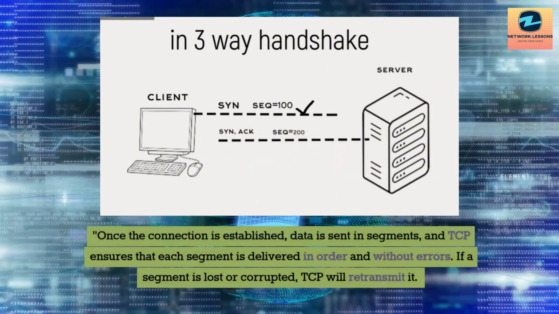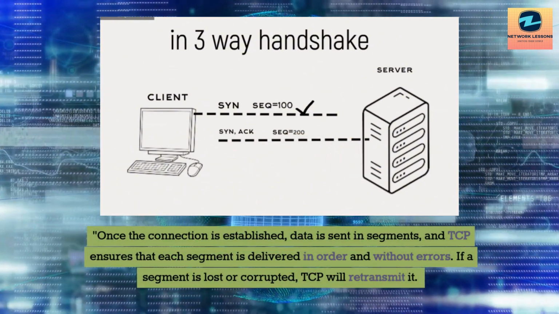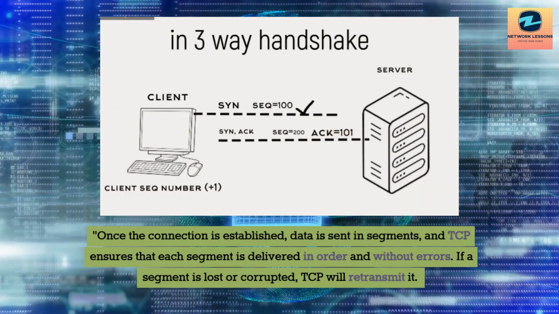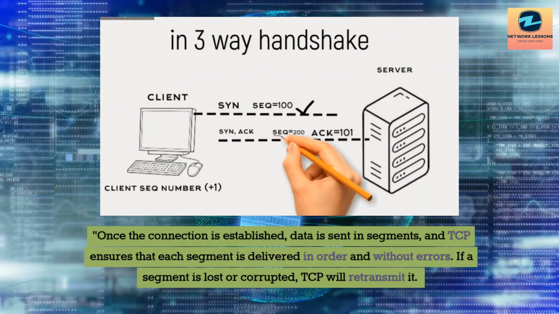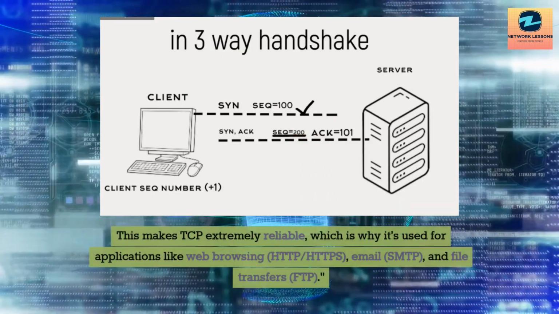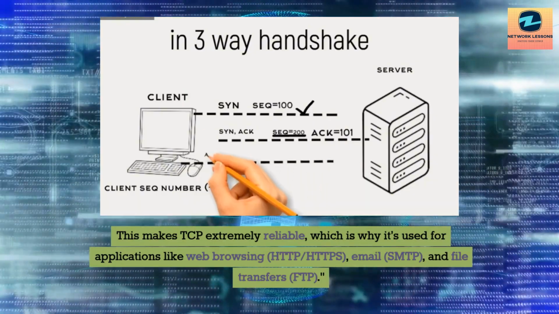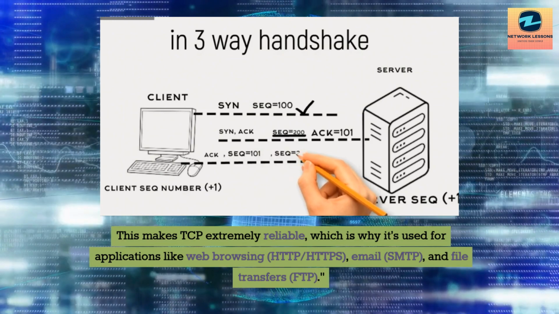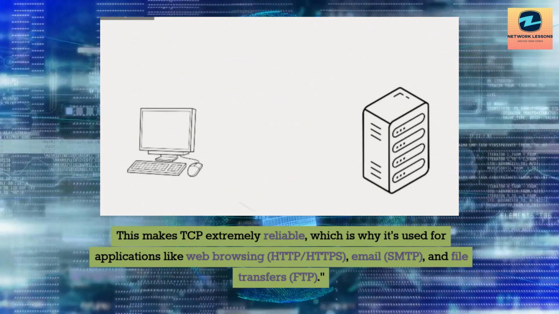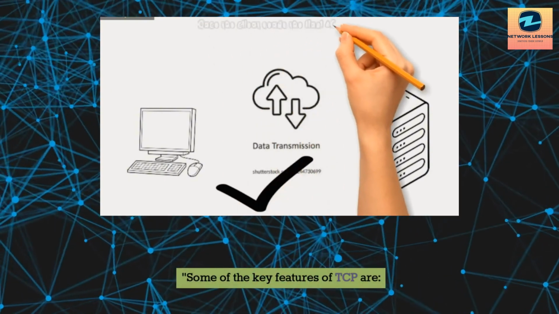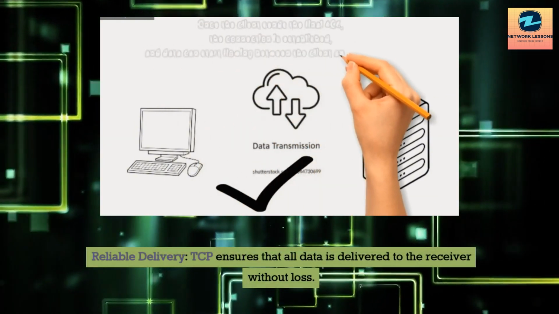Once the connection is established, data is sent in segments, and TCP ensures that each segment is delivered in order and without errors. If a segment is lost or corrupted, TCP will retransmit it. This makes TCP extremely reliable, which is why it's used for applications like web browsing, HTTP, HTTPS, email, SMTP, and file transfers, FTP.